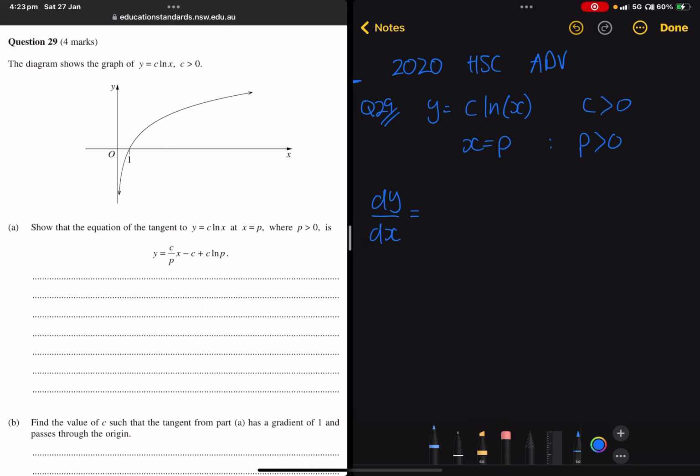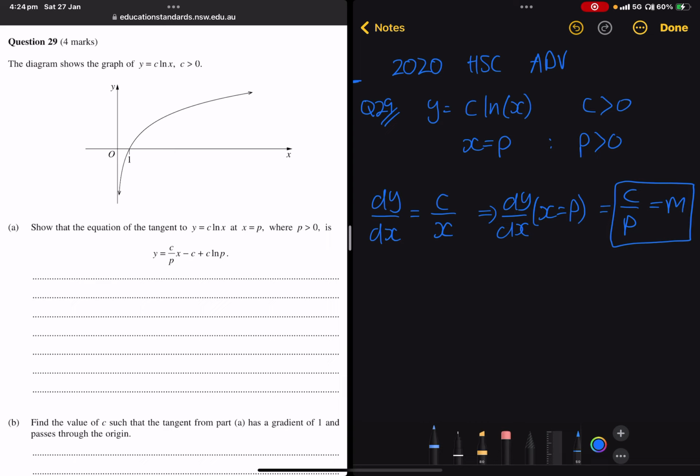Now the derivative of the natural log is 1 on x. So this becomes a constant, c over x. This is the derivative. Now at the point where x is equal to p, dy/dx is c over p. This is the slope of the tangent line.